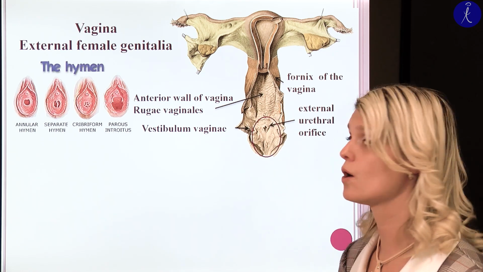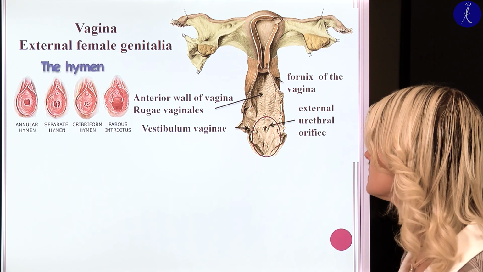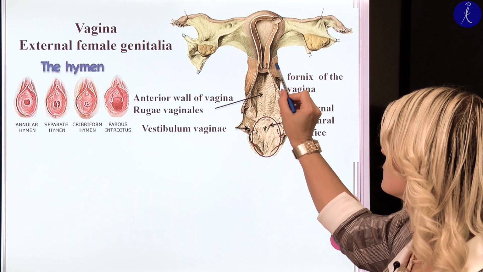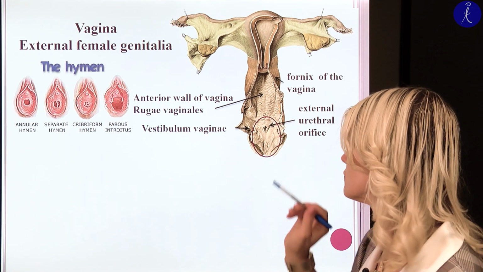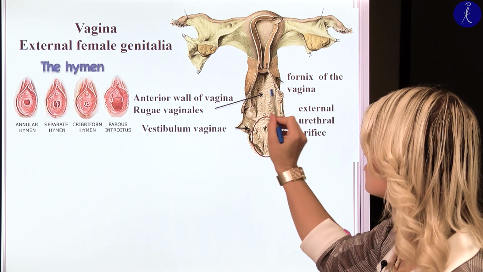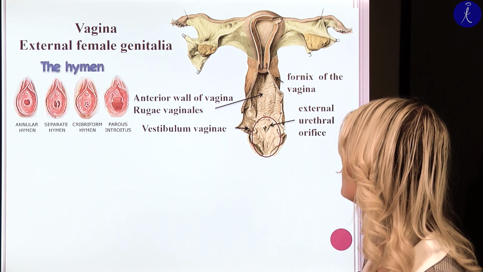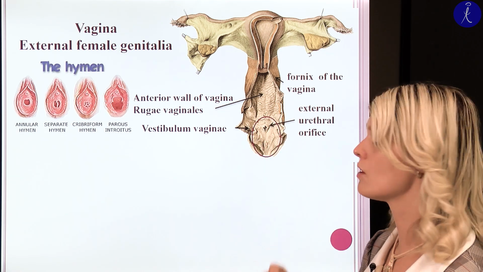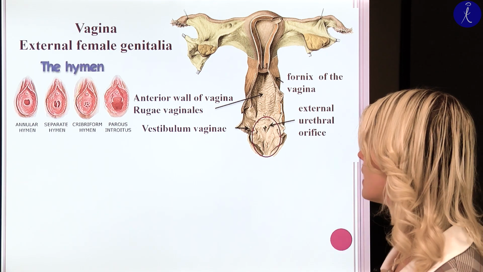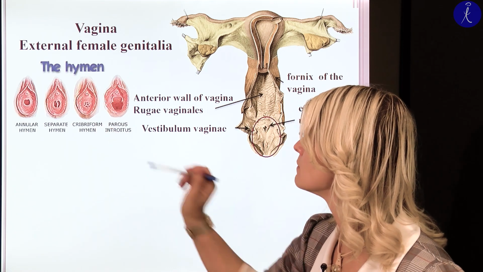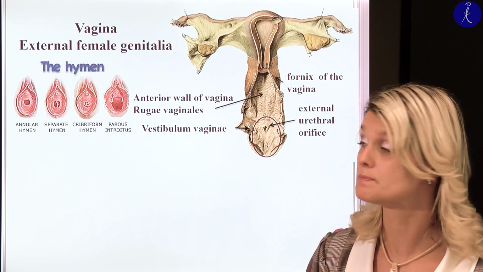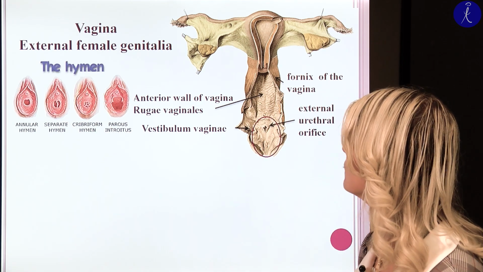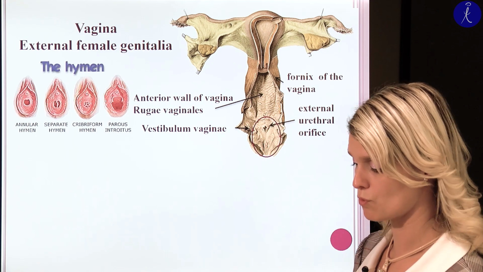The last part of the internal female organs is the vagina. Here you can see the wall of the vagina, the fornix of the vagina, where it attaches to the cervix. We have transverse rugae vaginales within the wall, and this is the orifice or vestibulum of the vagina where it opens to the environment. Within the wall we can see the hymen, which is a developmental remnant. It could have a ring shape or a cribriform shape.